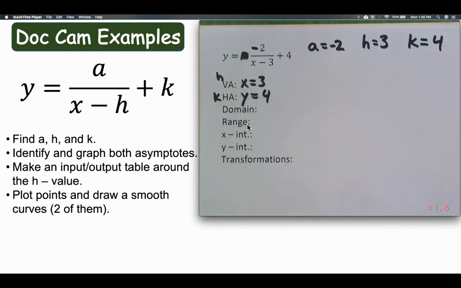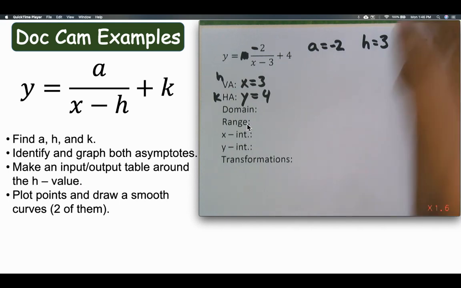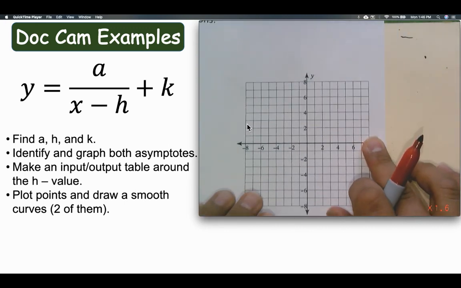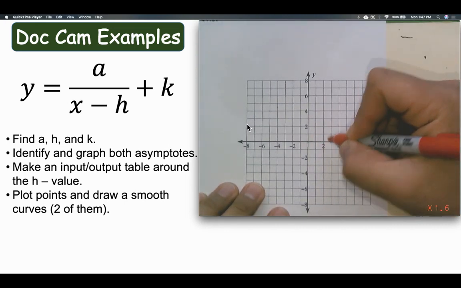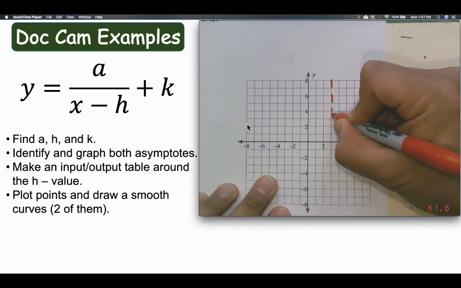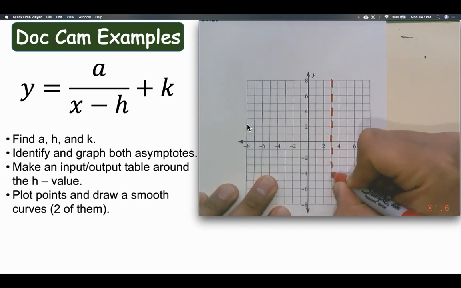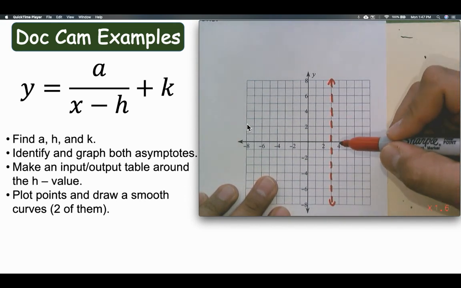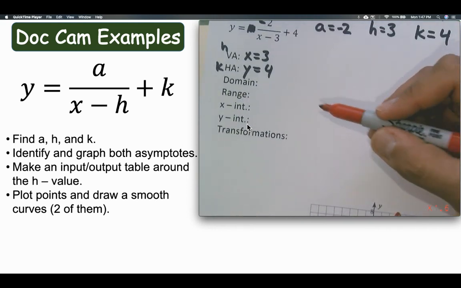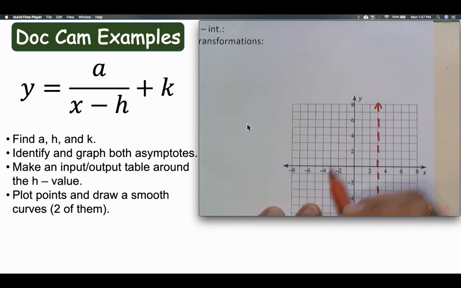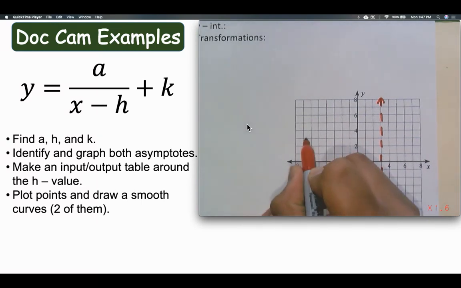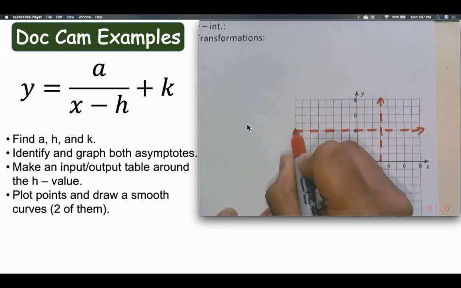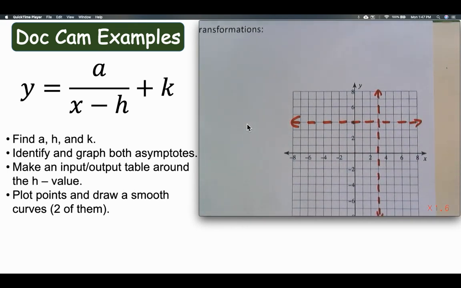All right, so let's go ahead and graph those. X equals 3, so I'm going to go out to 3: 1, 2, 3. And I'll put some resources on this video so you can download some free graph paper if you don't have any at home, to make this a little bit easier. And Y equals 4 is my horizontal, so I'm going to go up to 4 and make my horizontal asymptote. So there goes your vertical and your horizontal asymptotes.